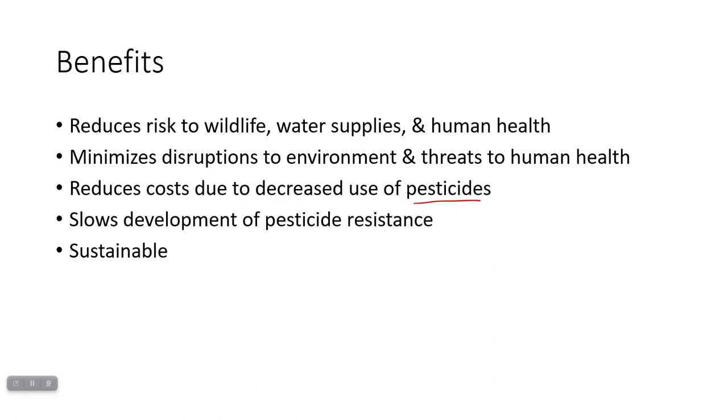It uses alternative methods besides pesticides, so it slows the development of pesticide resistance, meaning whatever pesticides we have, we can use less of, or we can use them for 10 years instead of resistance developing in 5 years. And the biggest benefit of all is that it's more sustainable.